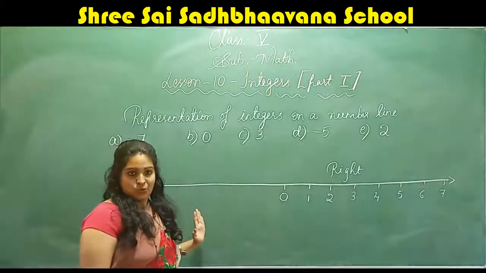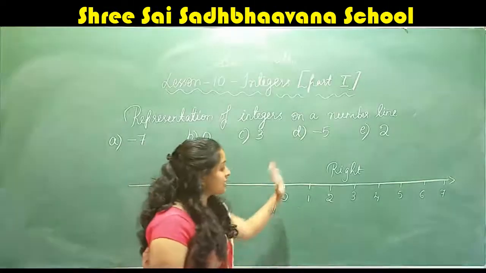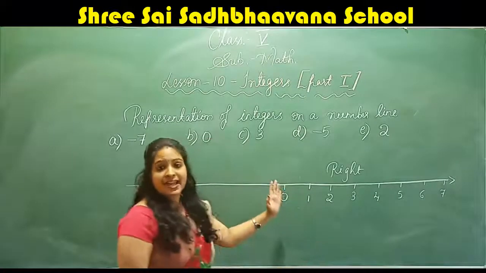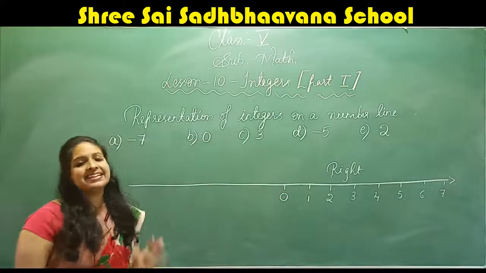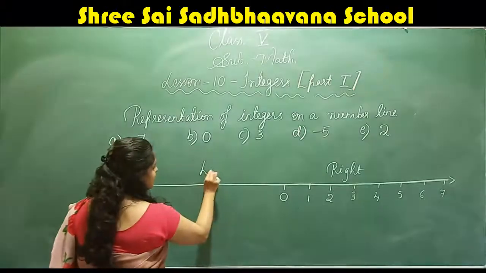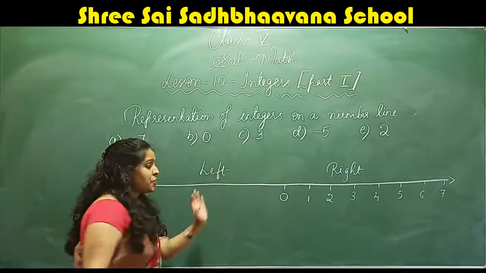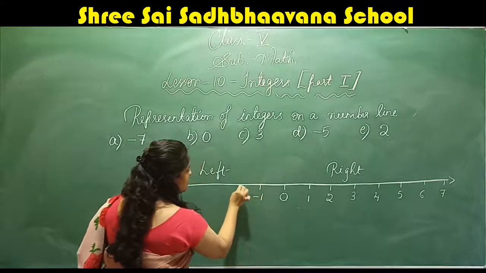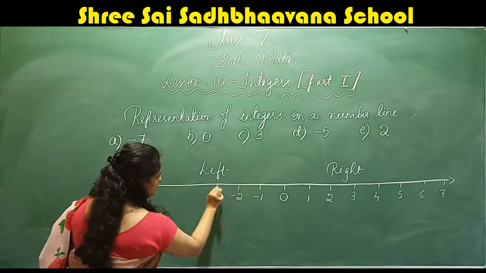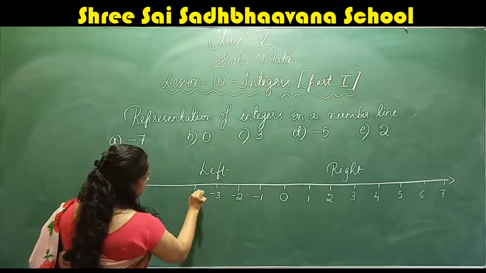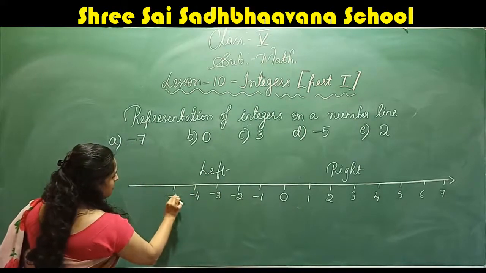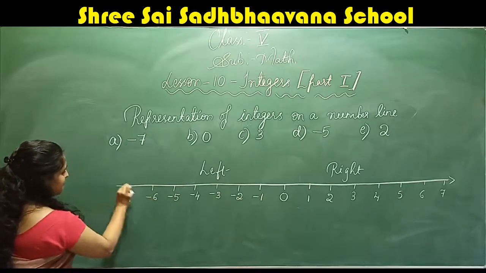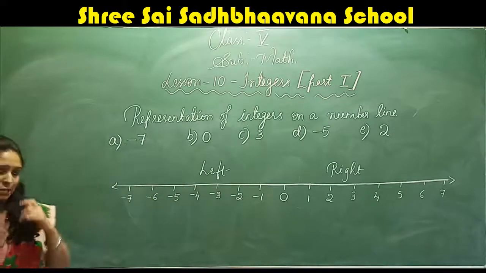And this is the left side of the 0. Right side of the 0, you can find all the positive integers, and left side of the 0, you can find the negative integers. This is the left side where you can find the negative integers: -1, -2, -3, -4, -5, -6, -7, and even you can extend also.